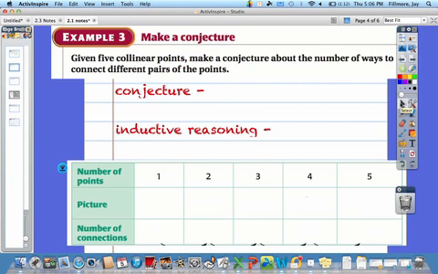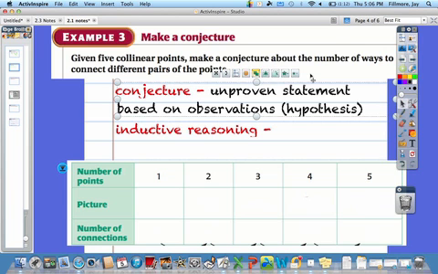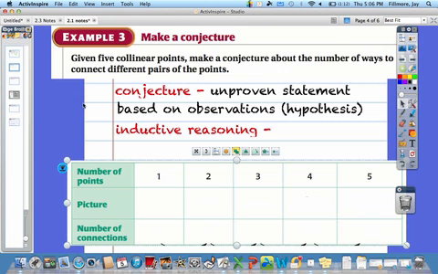Given 5 collinear points, collinear again meaning they are on the same line, make a conjecture, what's that? About the number of ways to connect different pairs of the points, so connecting any 2 points. Well, a conjecture is a math term that means it is an unproven statement based upon observations.